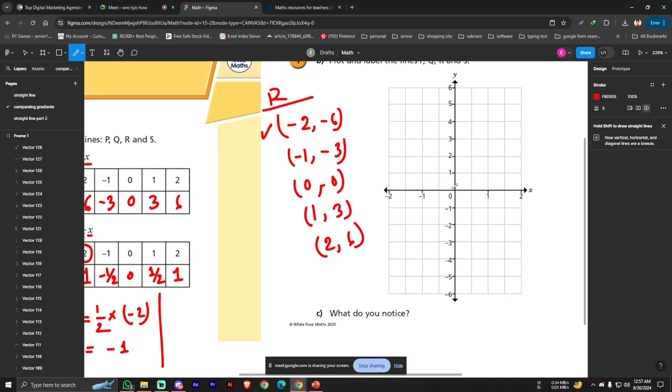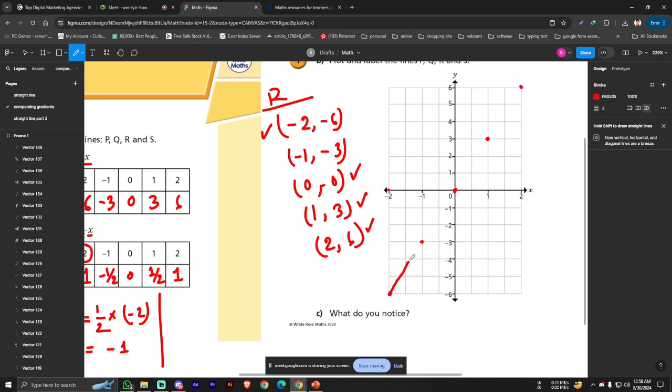For this one we go -2, that means we're going on the negative side here, and -6 means downwards, that means here. That's the point, right? Similar thing, -1, -3, where is it? Here. This is the point. Similarly 0, 0, where is it? Here. 1, 3, where? 1 and 3 here, right? 2, 6, where? 2, 6 is here, right?